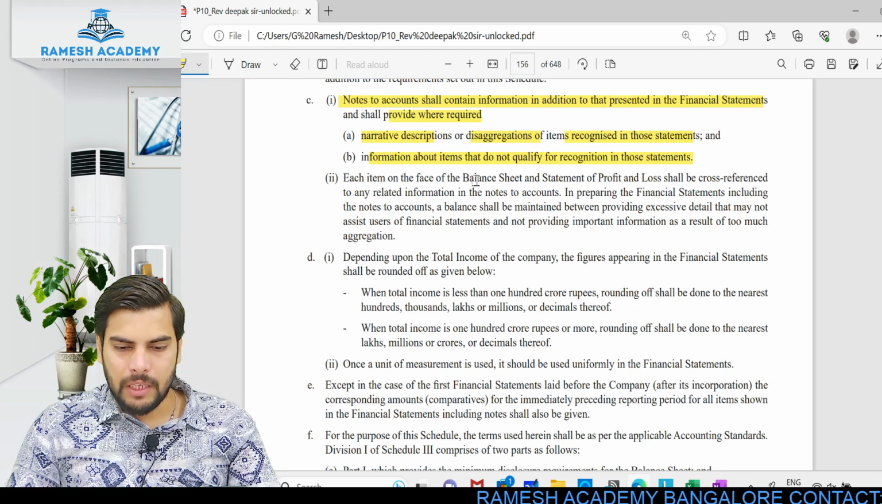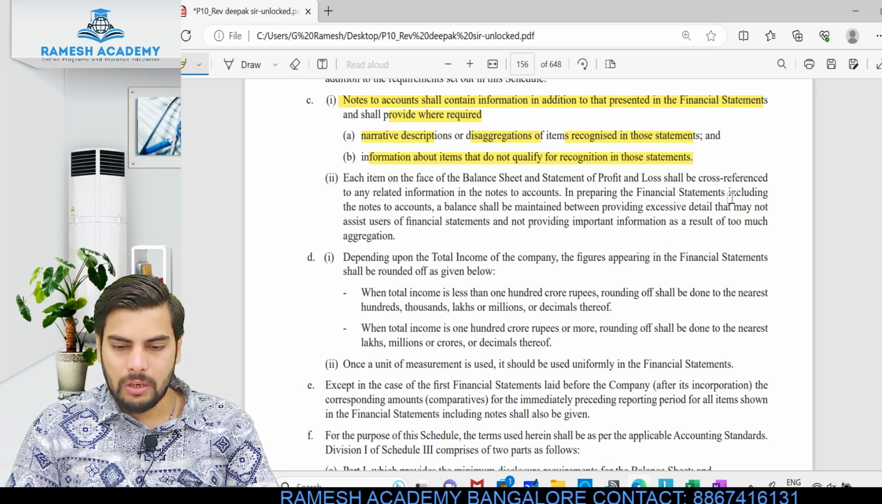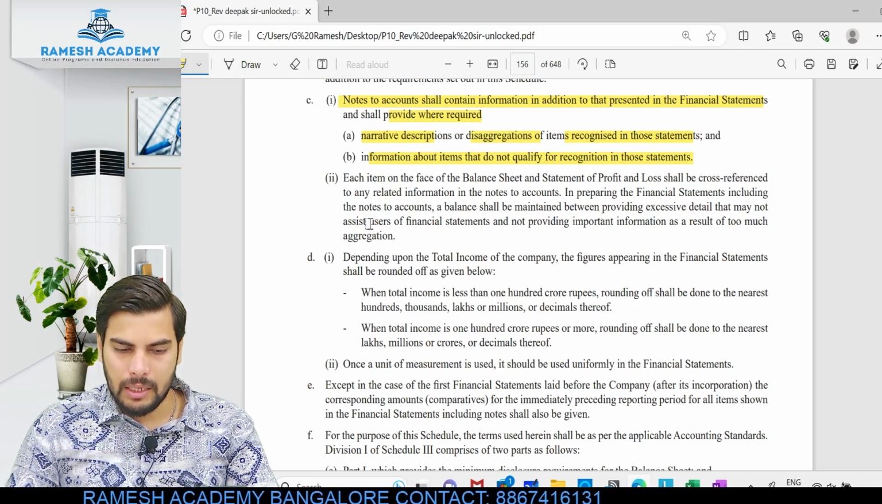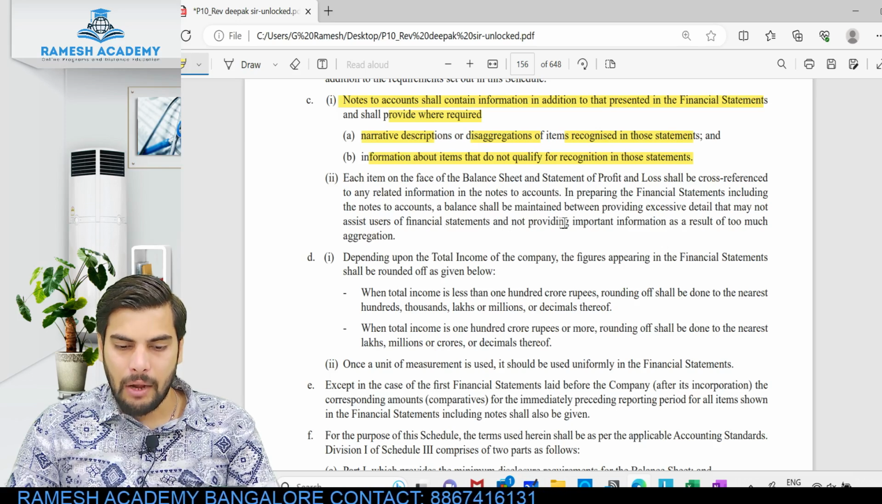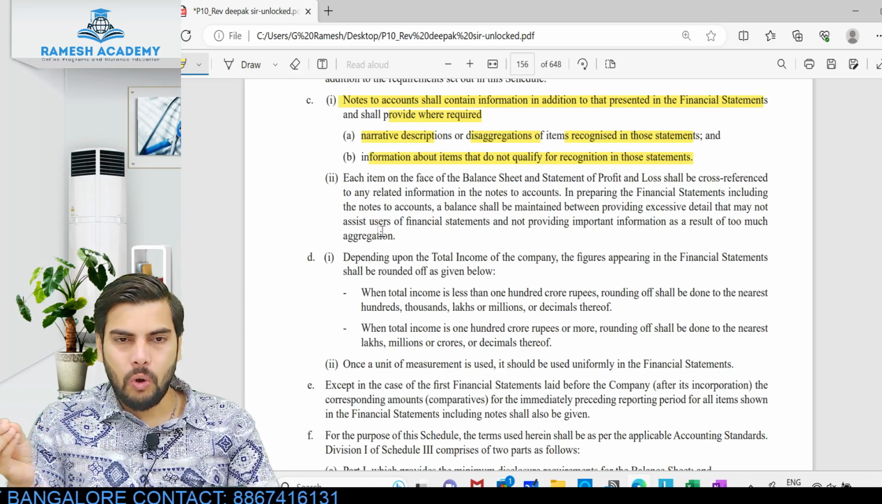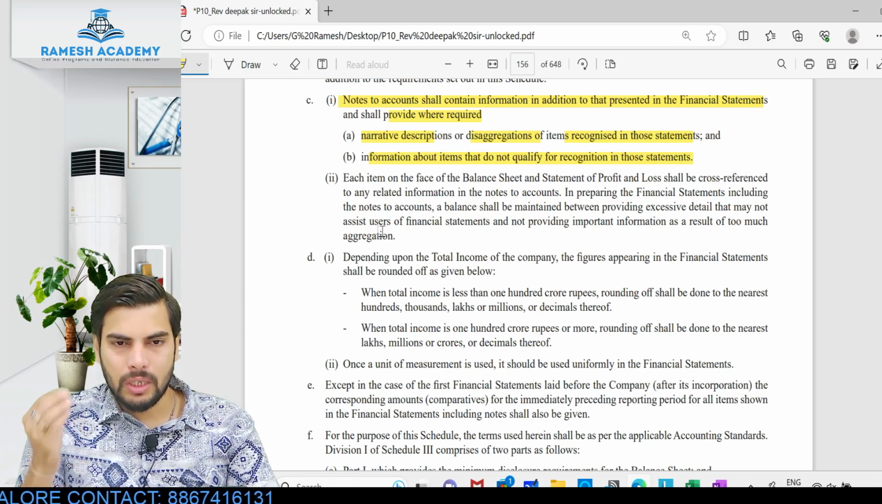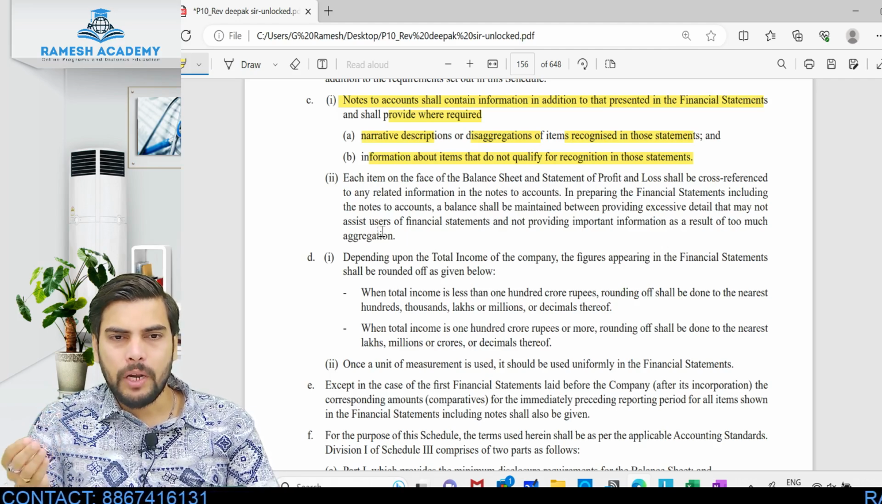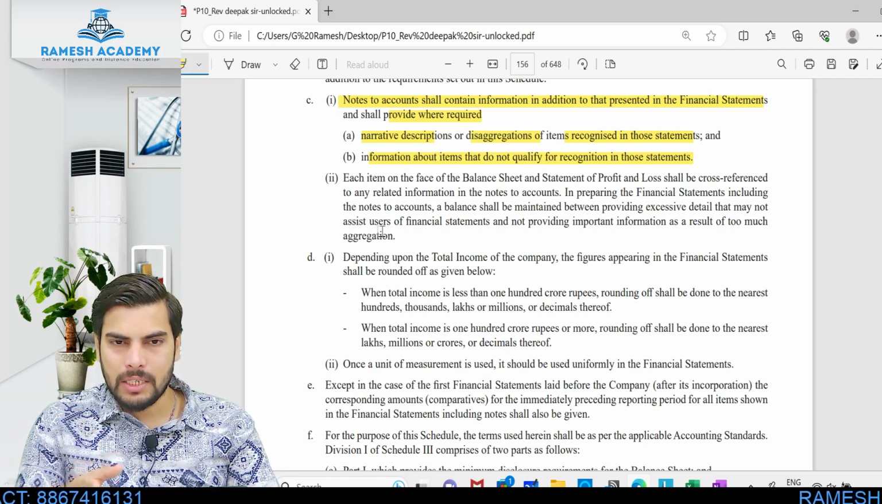Each item on the face of the balance sheet and statement of profit and loss shall be cross-referenced to any related information in the notes to accounts. In preparation of the financial statement, including the notes to accounts, a balance shall be maintained between providing excessive detail that might not assist the users of financial statements and not providing important information as a result of too much aggregation. See, why do we have notes to accounts? If I show all these notes or additional disclosures in the financial statement itself, it would be difficult for the users to understand these financial statements. Okay, it will become a little clumsy.